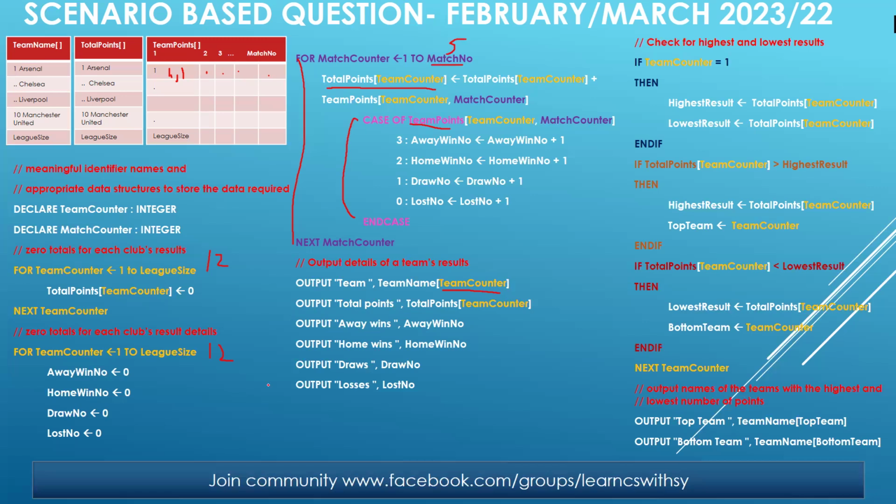Any issues for the team Arsenal? All the values are being displayed. Now let's move on, we are done with a few requirements. The last requirement was to find out the highest and the lowest. Now what is done here?